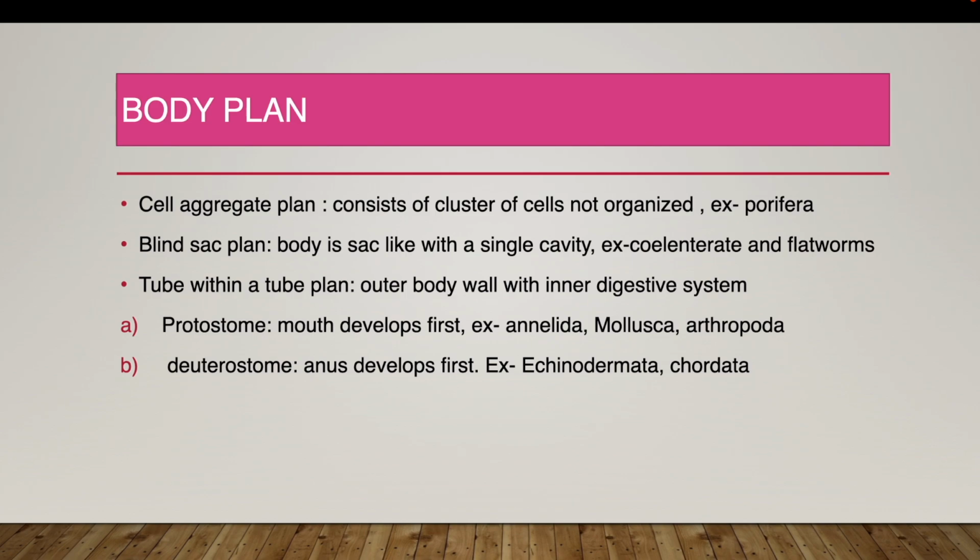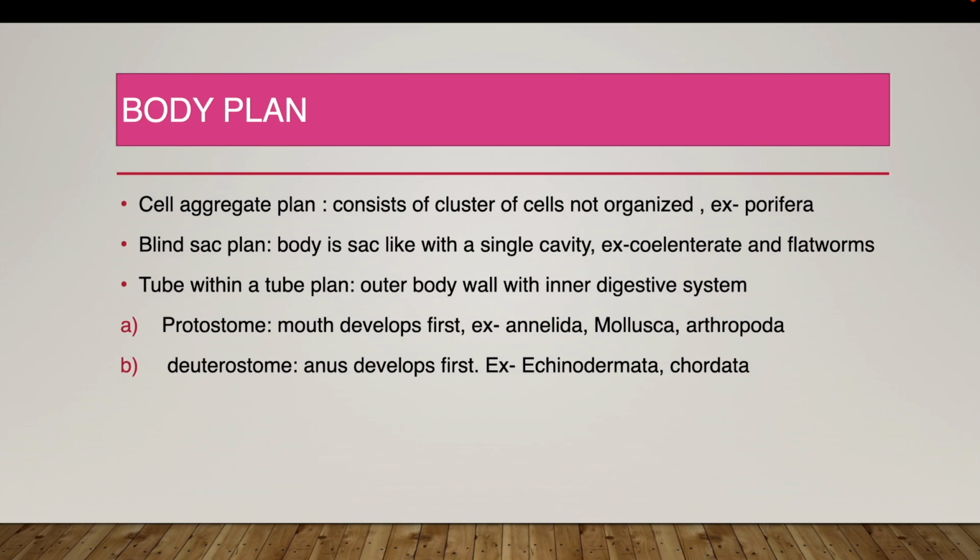Then another type of plan is known as blind sac plan. That means here the body is sac-like with a single cavity. So the phylum Coelenterata and the phylum Platyhelminthes, which is also known as flatworms, come under this blind sac plan. So here the alimentary canal has only one cavity.